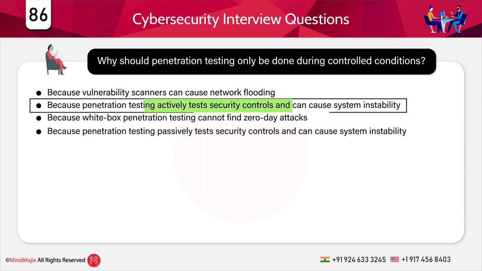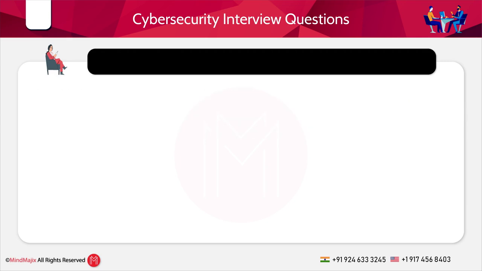The correct answer is B. Why is B the correct answer? Because when we do PT, we do active testing, and it can cause system instability, that is for sure. Next, what is the difference between a VA and a PT?